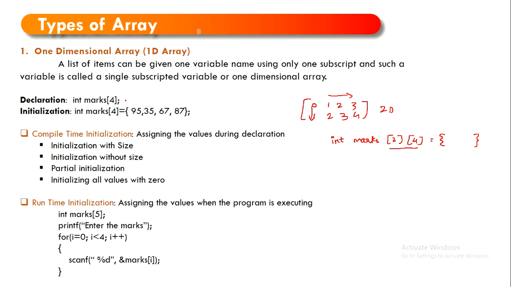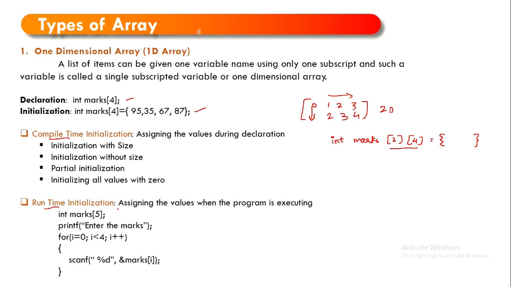This is how we need to declare the array, and this is called initialization of the array. Initialization means we are initializing this array with values. And we have two types of initialization: one is compile time initialization and one is runtime initialization. So what is compile time initialization? That means we are assigning the values during the declaration itself, like this. We are just declaring this array and assigning the values there itself. This is called compile time initialization.